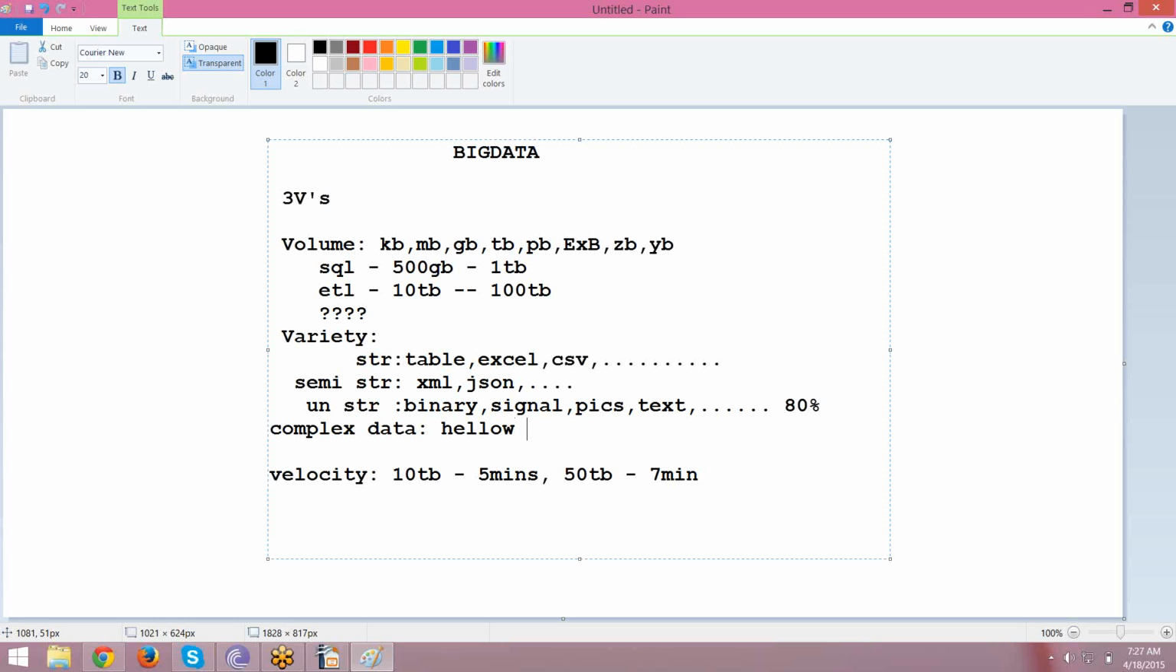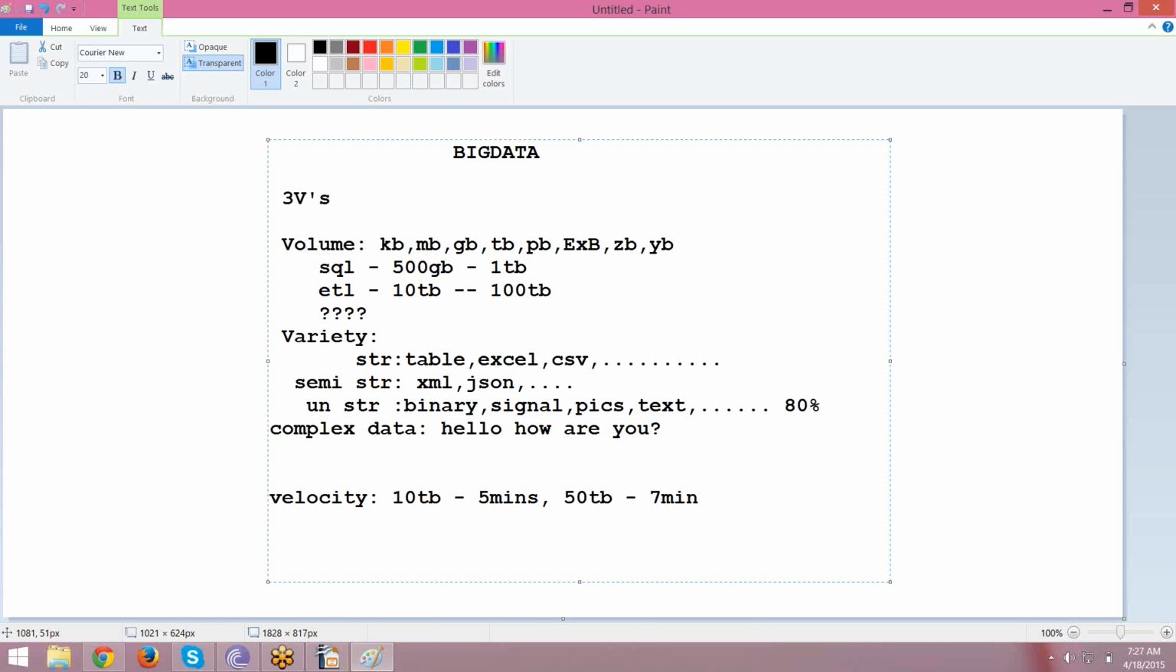Let me give a small example of how complex data looks. Suppose I say, hello, how are you? Are you able to understand what this sentence is? Yeah. It's very easy, right? Whoever knows English can understand it, right? But here, do you understand what this sentence is now? We don't get the meaning of it. Yeah. How can we understand? Somebody is chatting like this, so you need to analyze this data. What exactly is this?